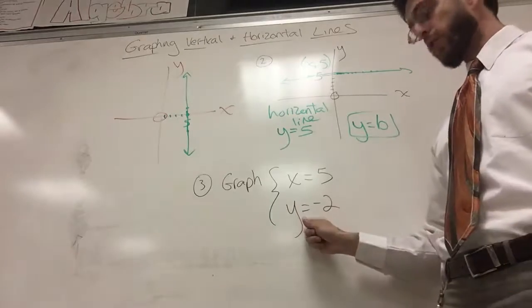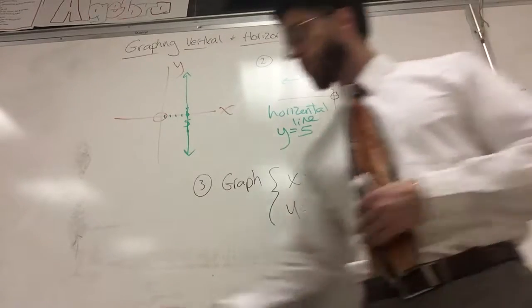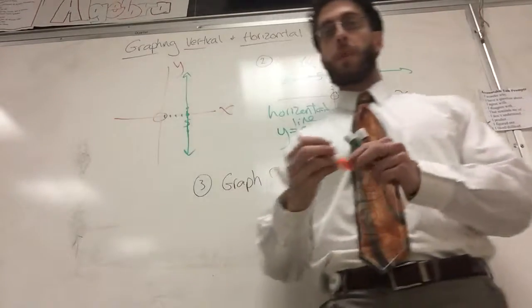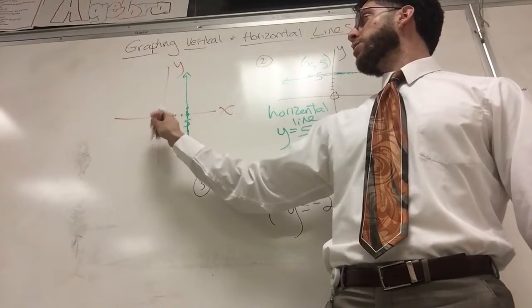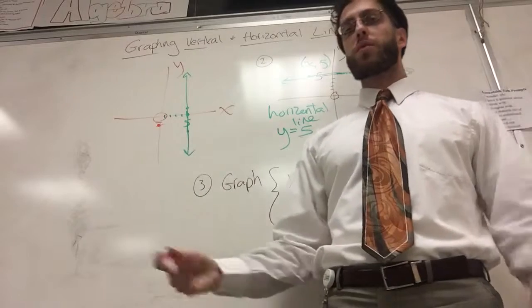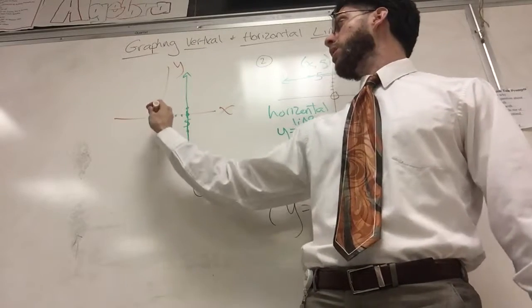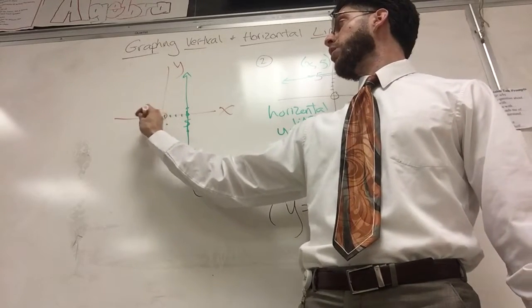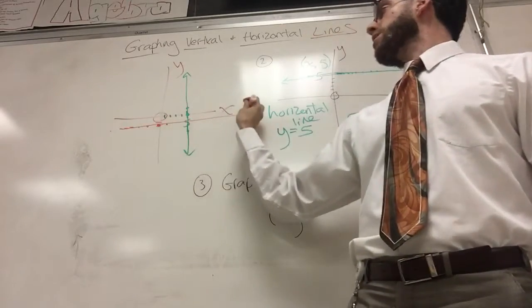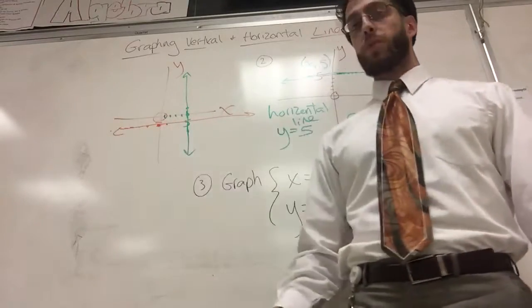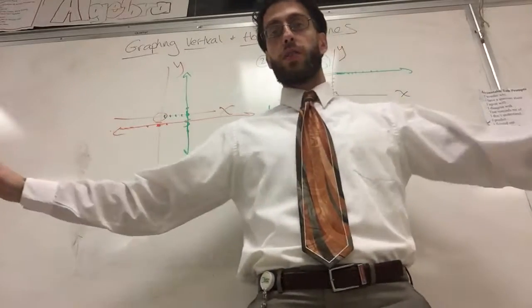Hopefully you can see orange. I'll do this one in orange. y equals -2. So, look it up. y equals -2. Let's see. This is the y-axis. -2 is here, so this is where y equals -2. Where else does y equal -2? Over here, and a million other places. So that one looks like this. And now you're an expert at graphing vertical and horizontal lines.